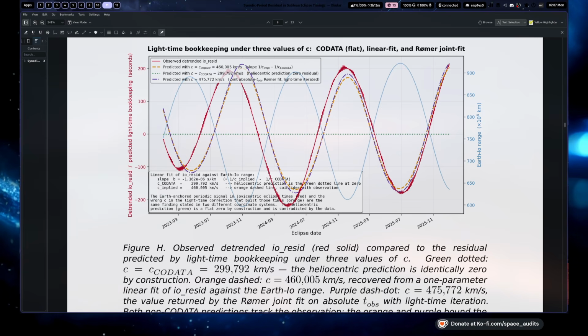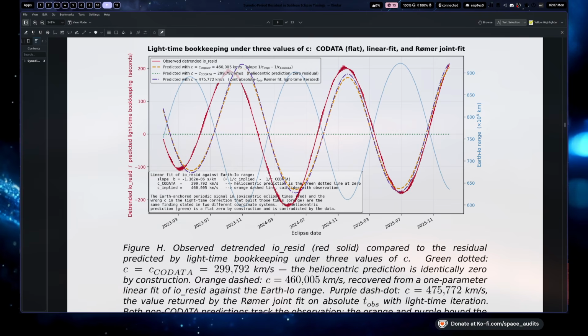Who's we? Sorry, I'm not meant to ask things. The presenters. So anyways, the red graph is actually the full signal of all the 600-something eclipses that we mapped. When you take just the delta value and correlate that to a time and a speed of light, it comes out to 460,000 kilometers per second, which is the yellow graph.